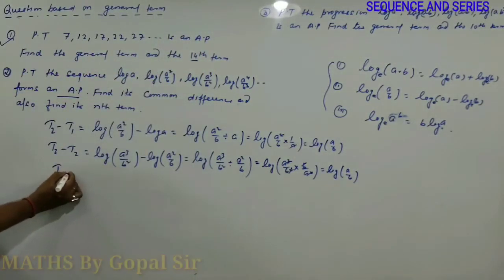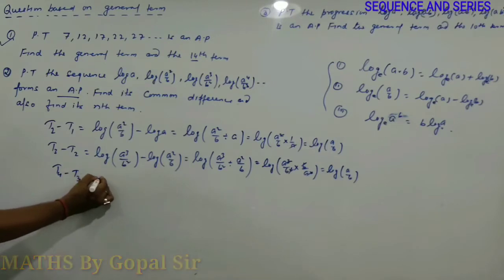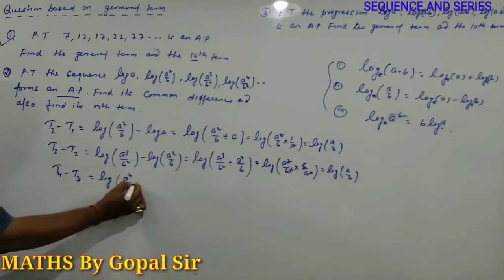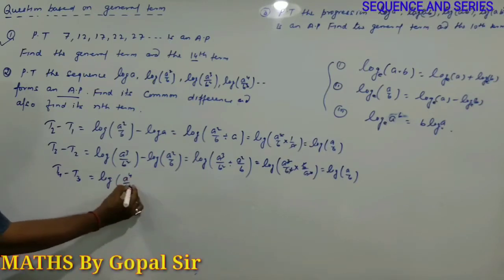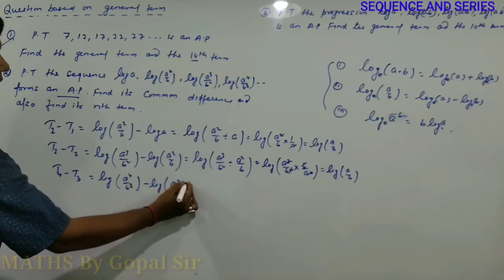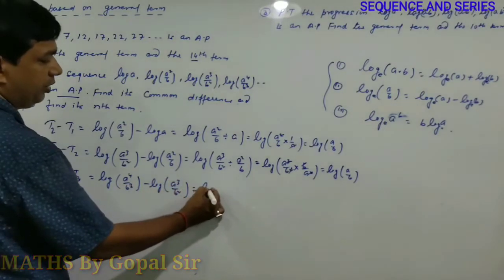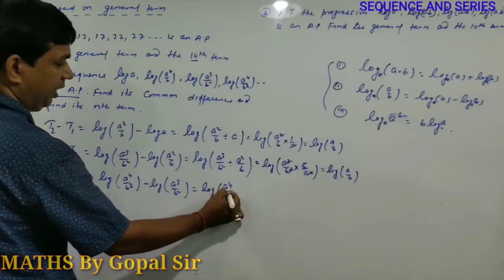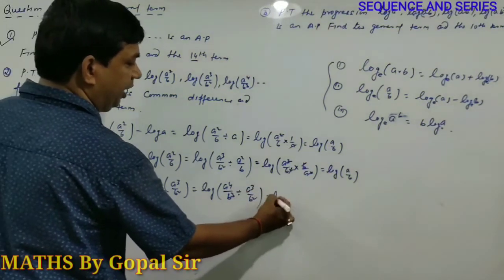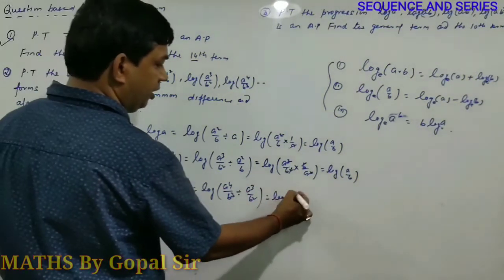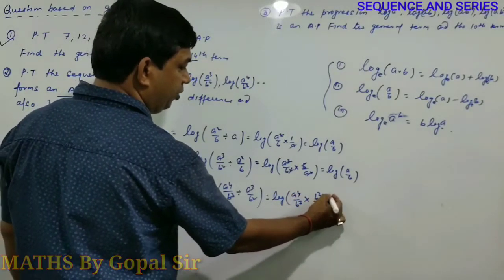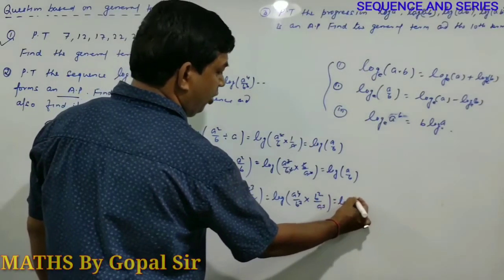Next is T4 minus T3: log(a⁴/b³q) minus log(a³q/b²). So you observe log of (a⁴/b³q) divided by (a³q/b²). We can write this as log (a⁴/b³q) into (b²/a³q). So in this way, if you move on, it is also log a by b.